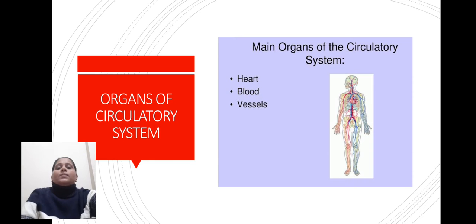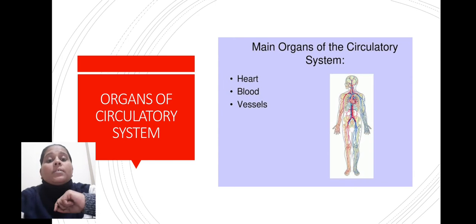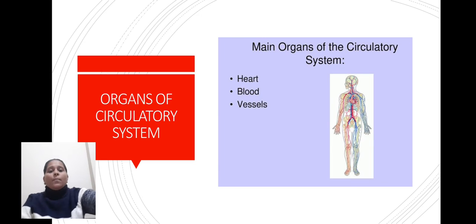So the first one is the blood. Blood is a connective tissue which plays the role of carrier for various substances in the body. Blood is composed of plasma and cells.